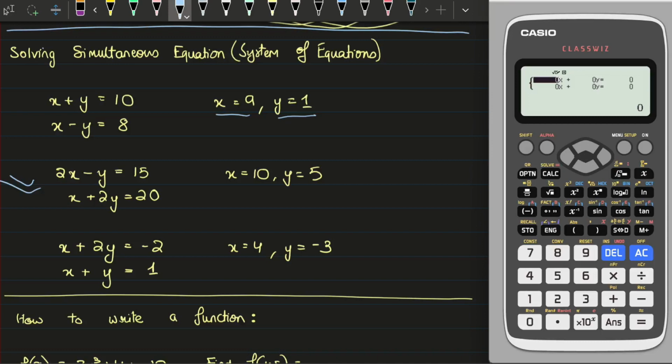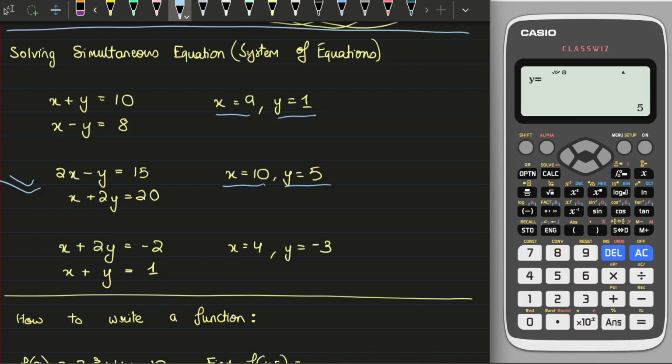Now we just plug in the coefficients. The coefficient for x in the first equation is 2. Done. Y is minus 1. Done. The constant term is 15. All right, 15. Done. And then you've got the coefficient of x in the second equation. That's 1. Coefficient of y in the second equation is positive 2. And the constant is 20. All right, so all the constants and the coefficients are set. We press the equals to sign again, and you get the value of x is equals to 10 and y is equals to 5. All right, I hope that makes it clear.